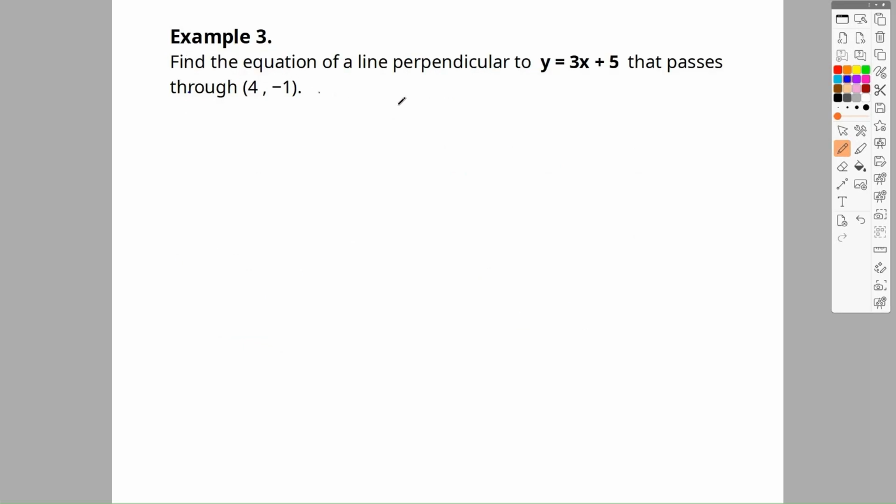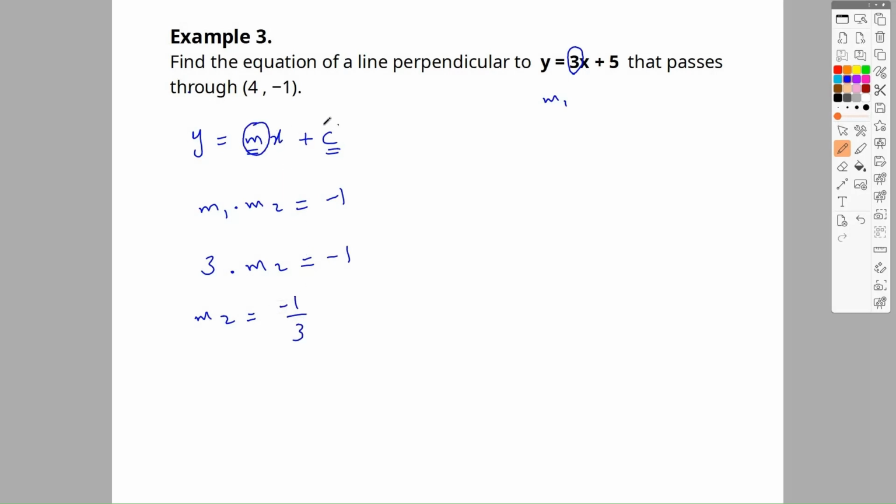Example number 3, find the equation of a line perpendicular to y equals 3x plus 5 that passes through 4, -1. So the equation is y equals mx plus c. So we need to find the gradient m and the y-intercept c. The gradient of the given line is 3. This is m1. And the line is perpendicular. That means m1 times m2 equals -1. So m1 is 3 times m2 equals -1. So we divide both sides by 3. m2 equals -1 over 3.